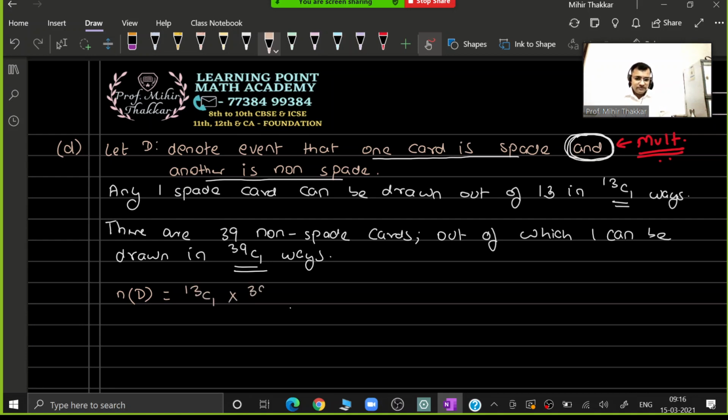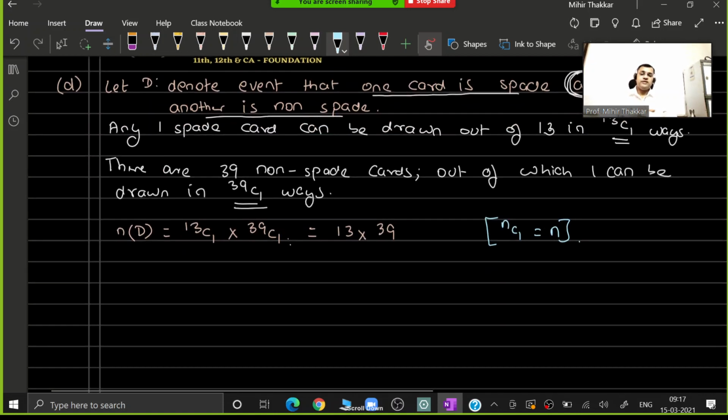Therefore guys, when I am writing my n of D, I will write over here 13C1 multiplied by 39C1. 13C1 comes out to be equal to 13 and 39C1 comes out to be equal to 39. In general, if you want, you can say that for any value of n, nC1 is always equal to n. So this is always applicable for any other value of n also. So you don't have to sit and think always, if I have 25C1, what is the value? If I have 29C1, what is the value? It will always be the value of n. 25C1 is 25, 35C1 is 35, 90C1 is 90, 3C1 is 3.